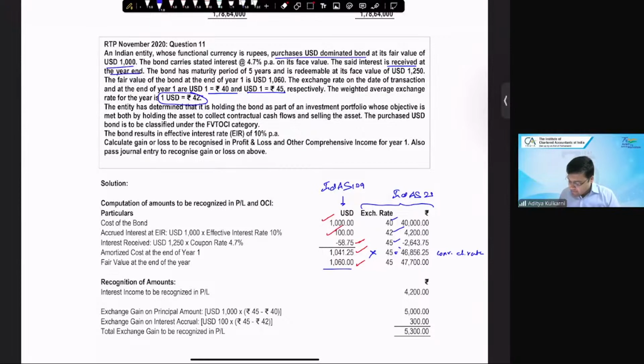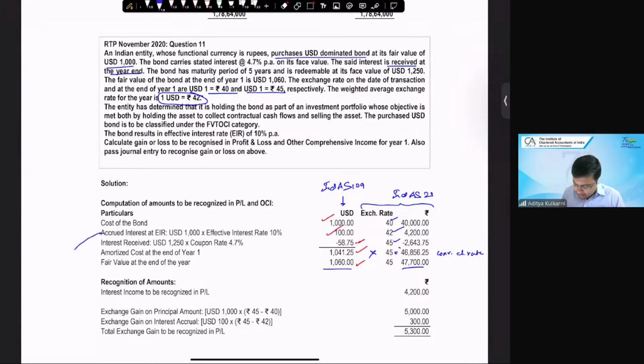And then you have the fair value at the end of the year. This fair value 1060 into 45, 47,700. Are we okay with this? Yes, sir. Then what item should go where? We will discuss that. But till now, is it clear? Yes. Okay.